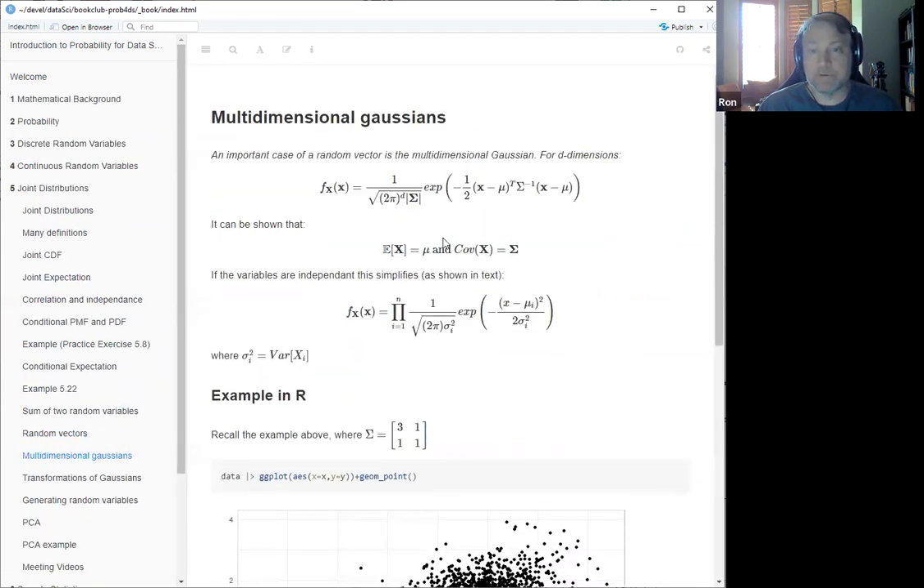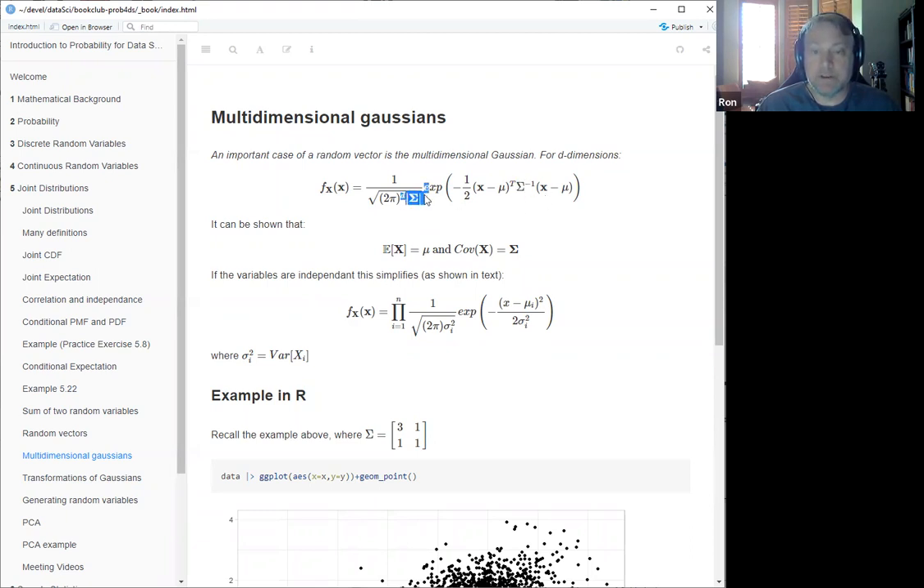And then he talked about an important special case of the random vector, the multidimensional Gaussian, which looks like this. The distribution in D dimensions looks like this. And he shows that these symbols in here actually have the interpretation you would hope: the expectation value of X over this multivariate distribution is this vector mu, and the covariance matrix of this multidimensional Gaussian is, in fact, the sigma that's in here.